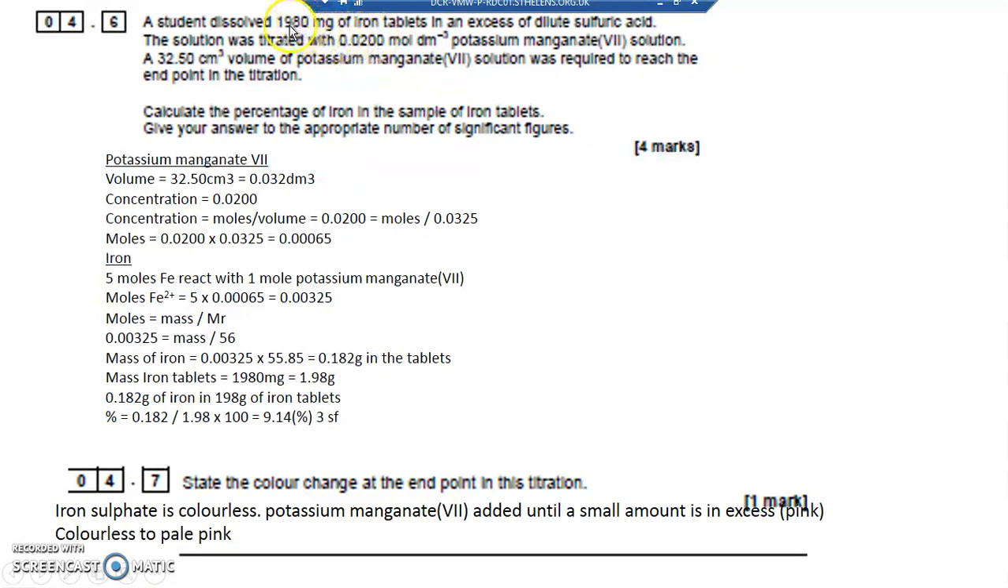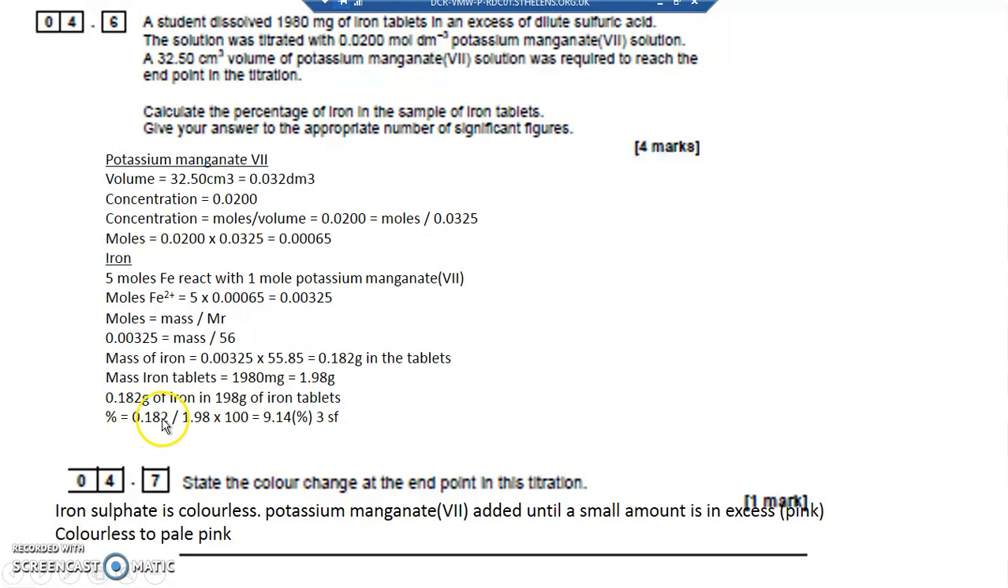The tablets are 1,980 milligrams. If I divide by 1,000 to get milligrams up into the next unit up, grams, it comes out as 1.98 grams. So I've got 0.182 grams of iron in the tablets, and the tablets have got a mass of 1.98 grams. So what percentage is in the tablets? Well, I'd take the smaller number divided by the bigger number. This is the amount of iron in the whole tablet that must contain other impurities. 0.182 grams of iron in 1.98 grams of iron tablets, that should say.